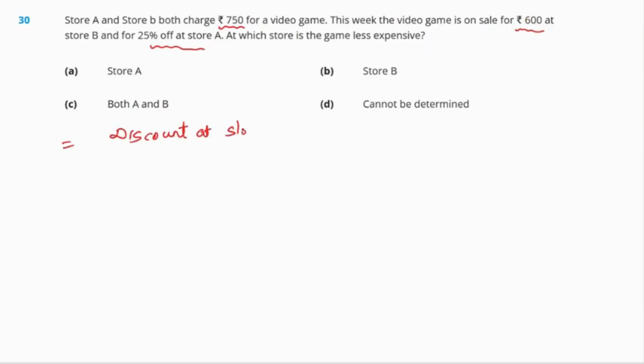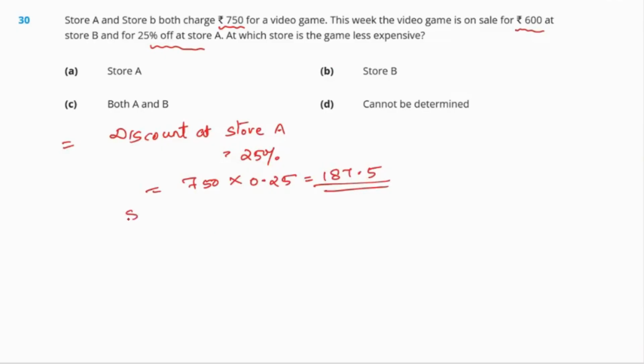The discount at store A is 25%, and we have to find out at which store the game is less expensive. Discount 25% means 25% of 750, so 0.25 times 750, which is 187.5. This is actually the discount amount here.